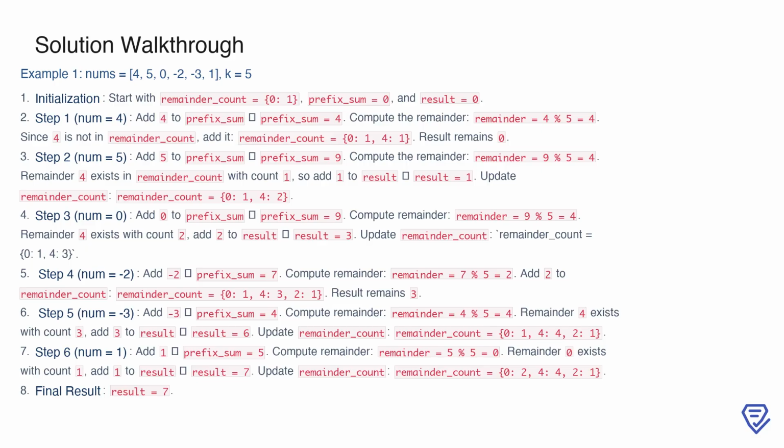For -3, the updated prefix_sum is 4, and the remainder is 4. Since 4 appears 3 times in the hash map, we add 3 to result, making it 6.